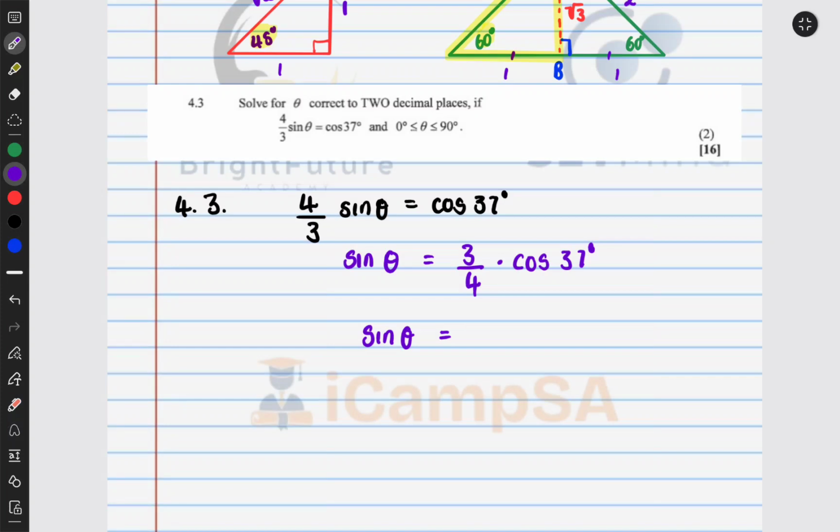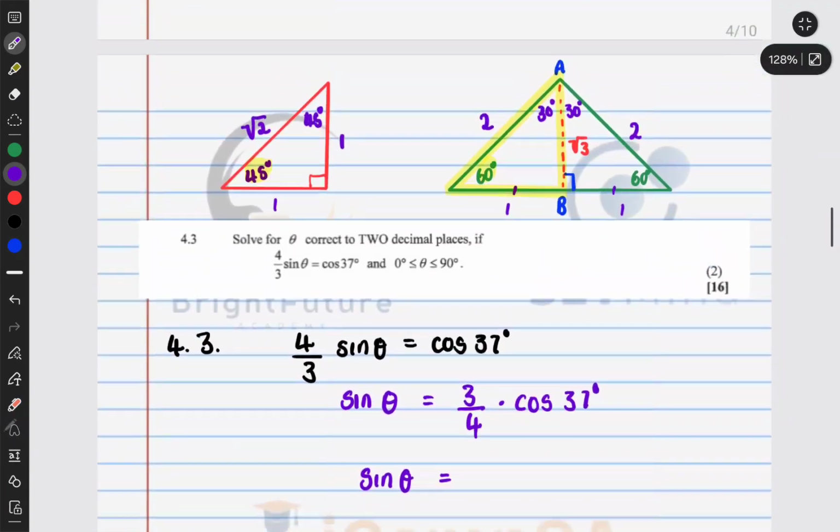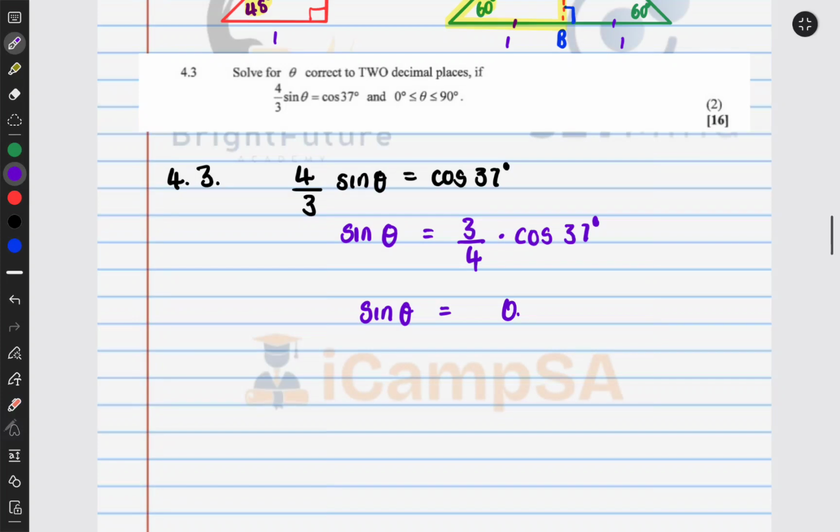So sine theta is 3/4 cos 37. Punch whatever you have on the right hand side into your calculator, and correct to 2 decimal places you get 0.55998. That means theta will be equal to sine inverse of that answer. You insert the answer and solve for theta. Therefore theta is equal to 36.80.